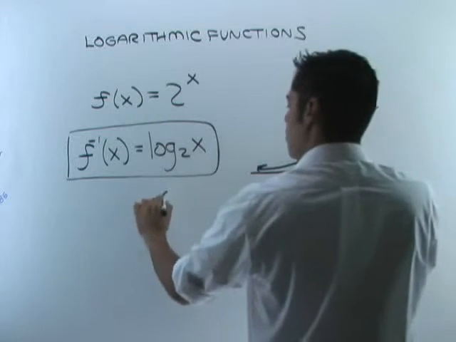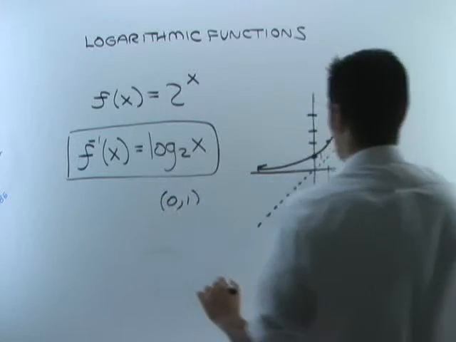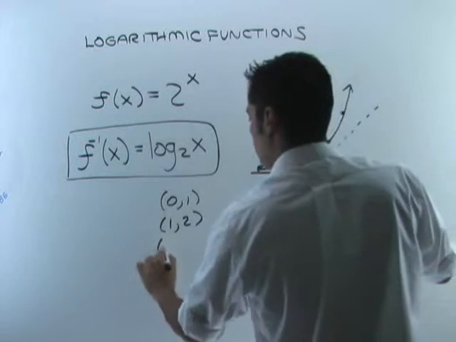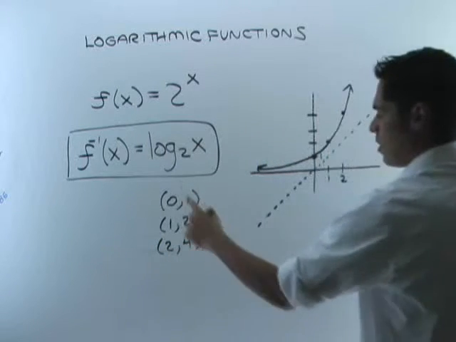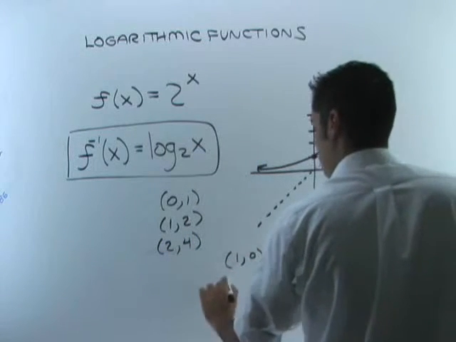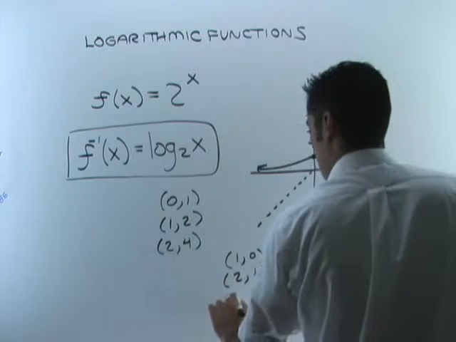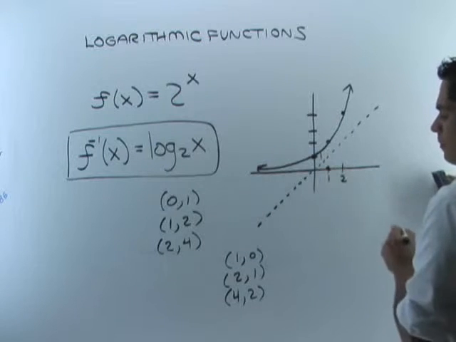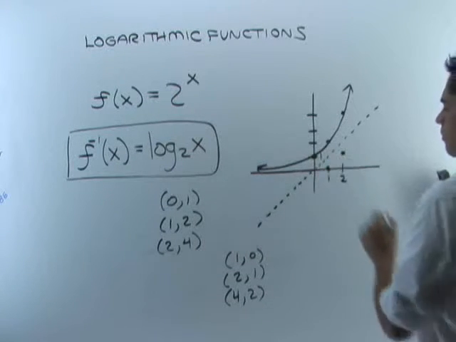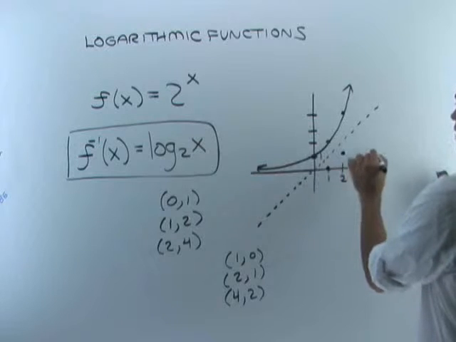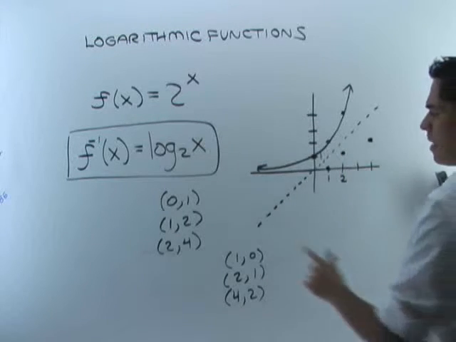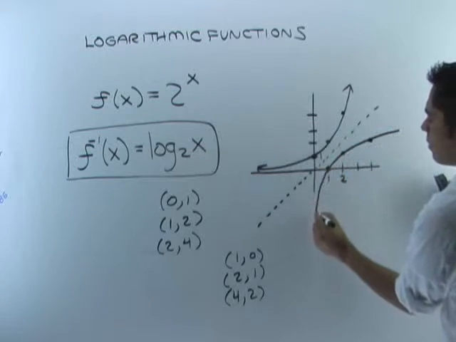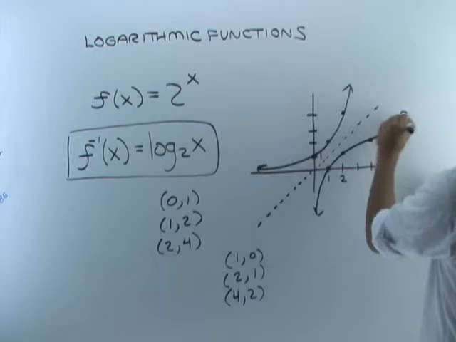So this ordered pair is 0, 1. The next ordered pair is 1, 2. The next one is 2, 4. So now to find the inverse, you switch the order: 1, 0, 2, 1, and 4, 2. Now if you plot these points, here's 1, 0, 2, 1 is up here, and 4, 2 is up here. Also, we could take some of the points over here, and you would see that this would look like this. Okay? So this is the inverse function.